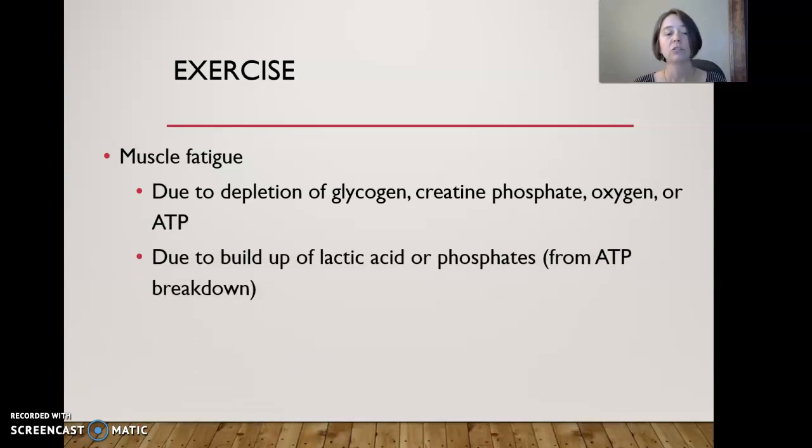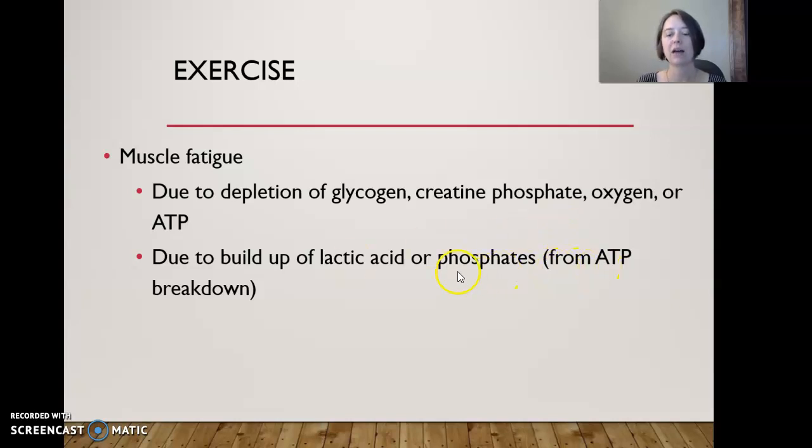Or it's due to the buildup of bad stuff, so the buildup of lactic acid or phosphates. And lactic acid happens when you don't have enough oxygen to do aerobic cellular respiration, and you end up doing anaerobic cellular respiration, and you get that buildup of lactic acid, which really makes your muscles sore.